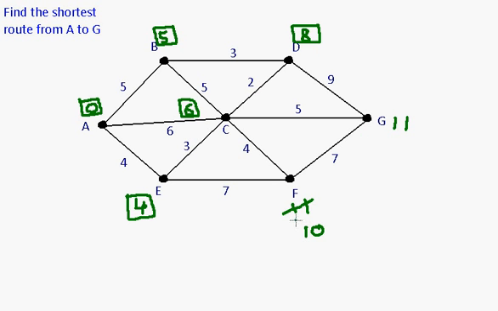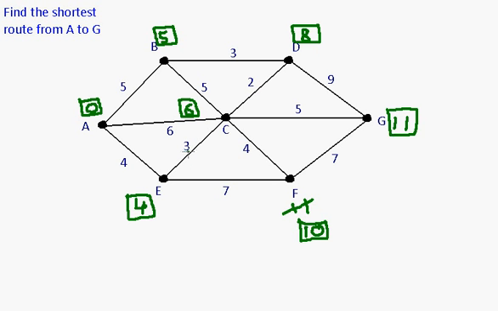The next least vertex is F, so that's 10, so I box the 10. 10 and 7 is 17, which isn't better than 11. Okay, and the last to get boxed will be 11 at G. So in effect what I've done is I've found the shortest route from A, not just to G, which is 11, but to any of the other vertices.